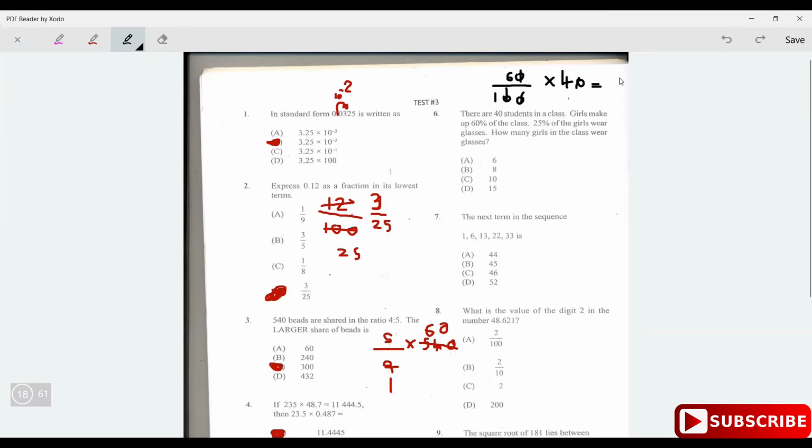So guess what we know? There are 24 girls in the classroom, and 25% is a quarter of them wear glasses. A quarter of 24 is 6. So 6 girls in the classroom wear glasses. Nice and easy, solved.